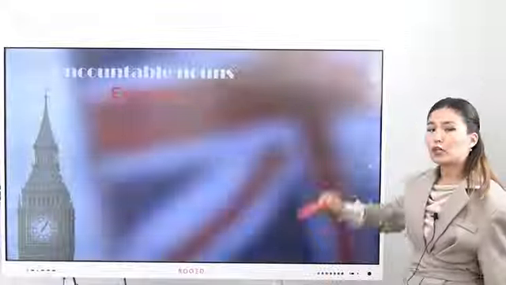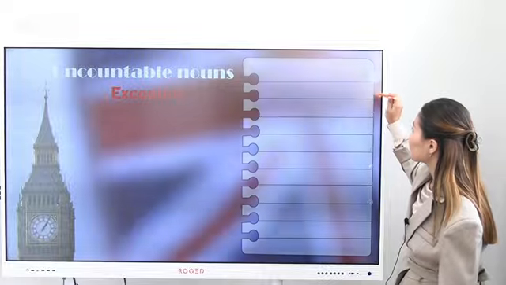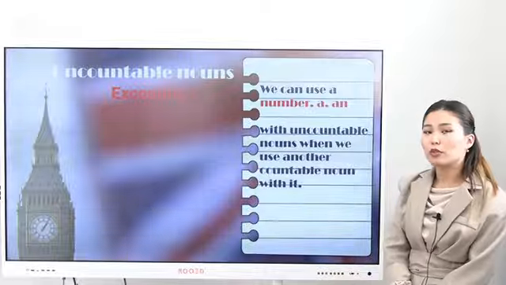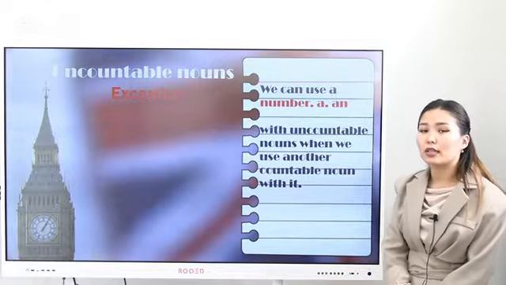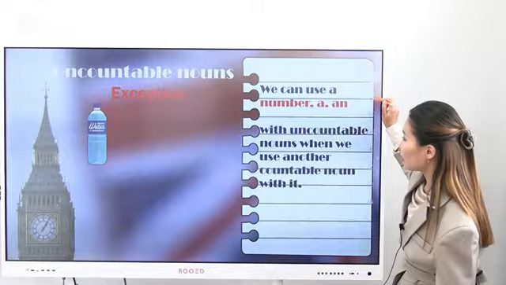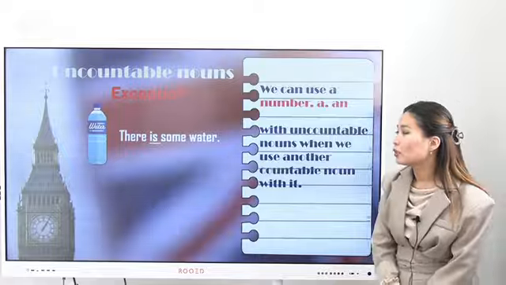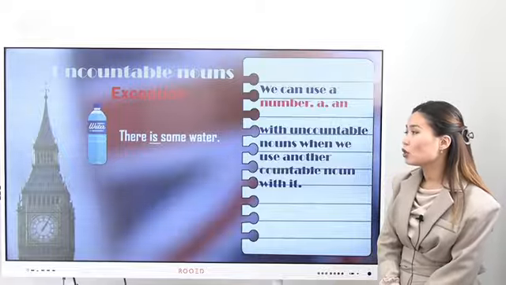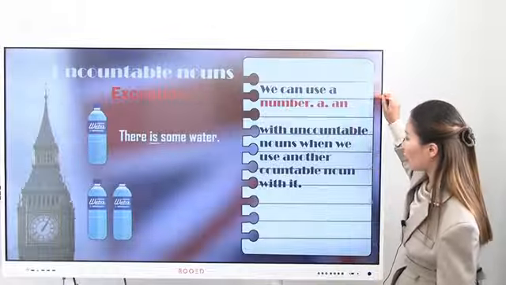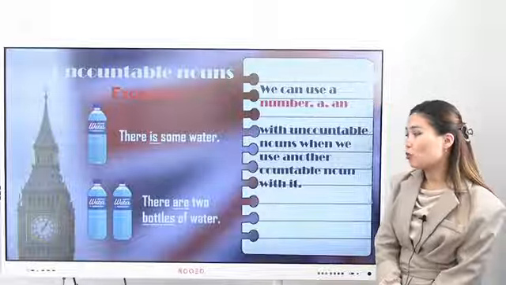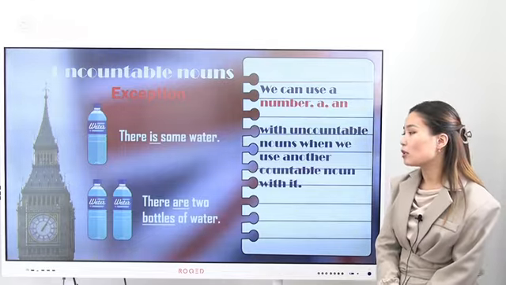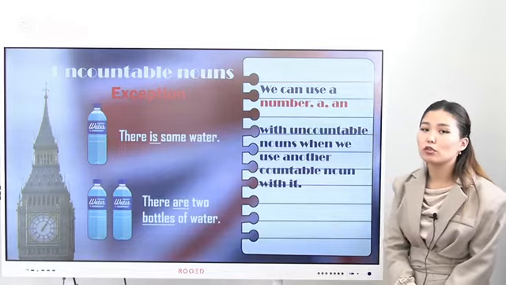And uncountable nouns exceptions. We can use a number with uncountable nouns when we use another countable noun with it. For example, water. There is some water. Here, the word water is uncountable, so we use singular form. And next example, there are 2 bottles of water. The word water is uncountable, but we can count bottles. So here we can use plural form.